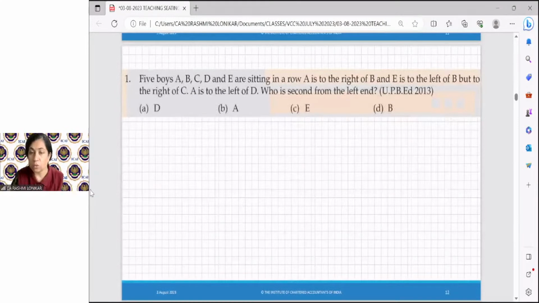Now let us go to the next example. Yes, Om is saying he is enjoying the sitting arrangement. Yes, he is enjoying his chair.